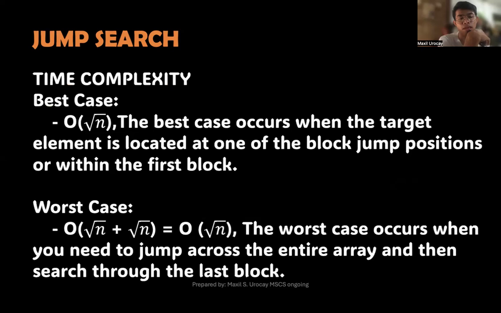And the same with the best case. The best case occurs when the target element is located at one of the block jump positions or within the first block. Worst case as well, that is O of square root of n plus square root of n, which will still be O of square root of n. The worst case occurs when you need to jump across the entire array and then search through the last block. That's how it works then.